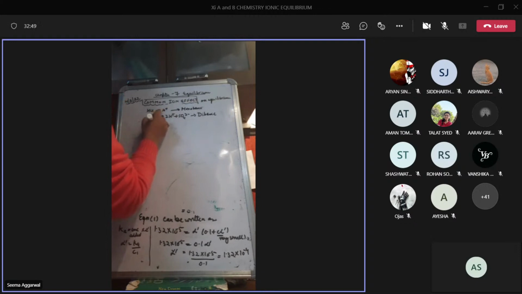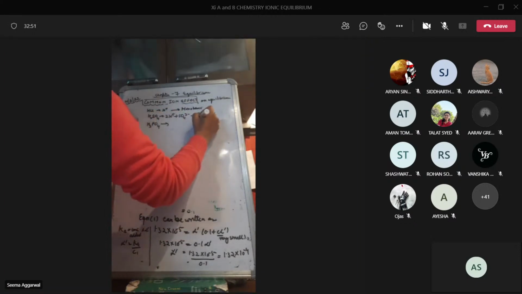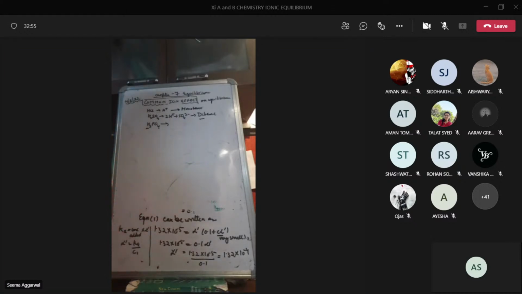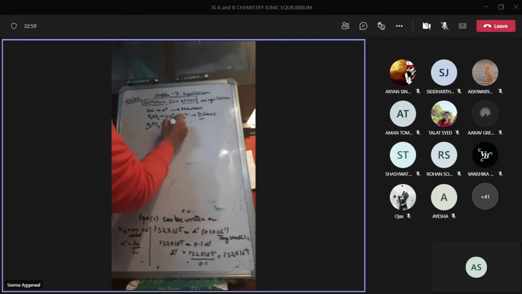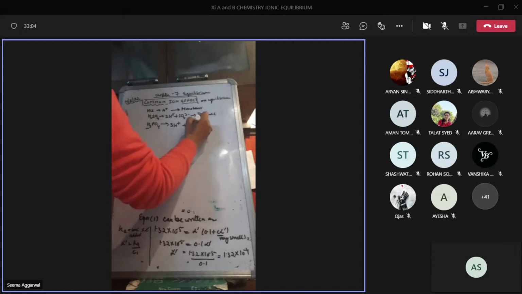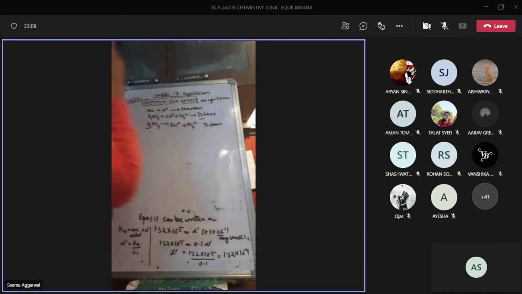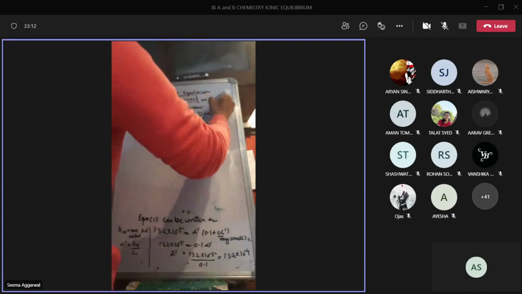And if I am taking phosphoric acid, how many H plus ions will it give? 3. H3PO4 gives 3 H plus and PO4 3 minus. So it is a tribasic acid. For acids, we write the basicity: monobasic acid, dibasic acid, tribasic acid.